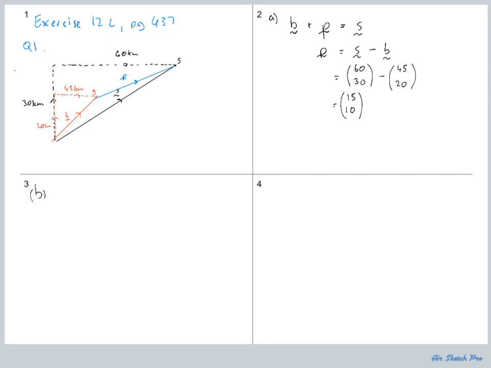Slide 3, I'll do part B. What is the exact distance from the ship to the buoy? Now, I want you to highlight the word exact there. Find the exact distance. What does that mean? Louis?